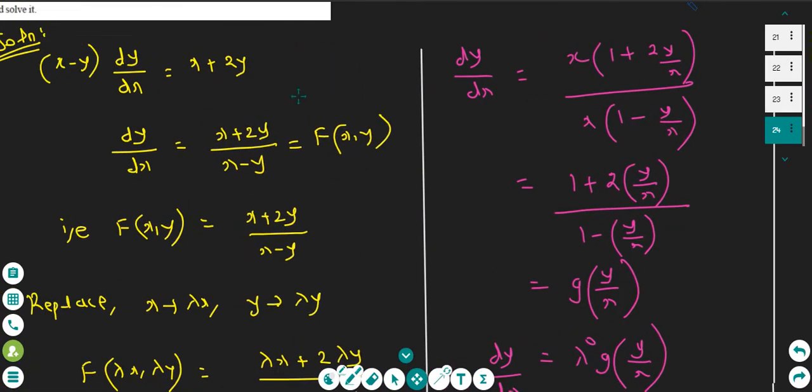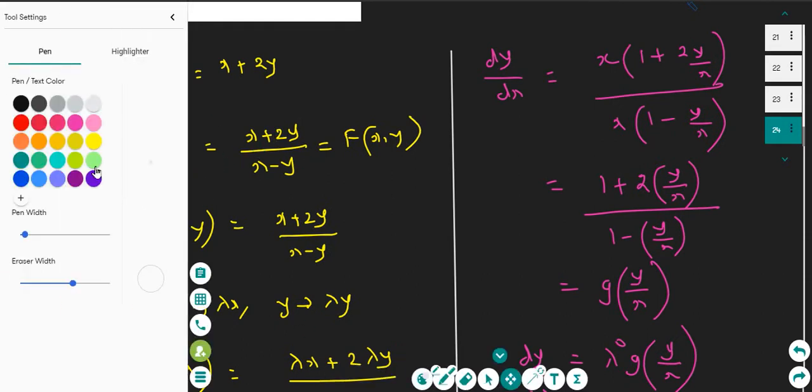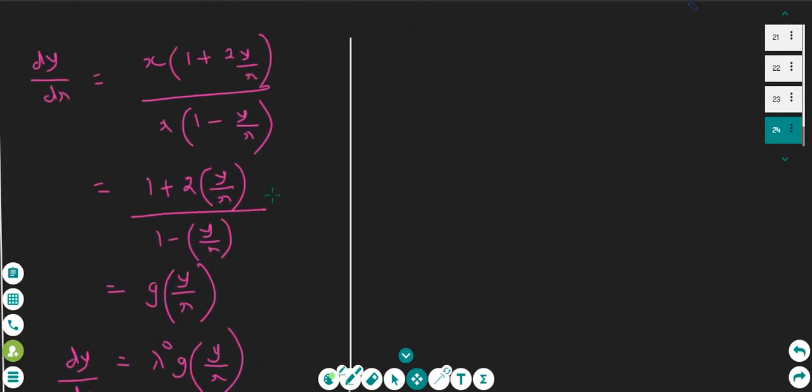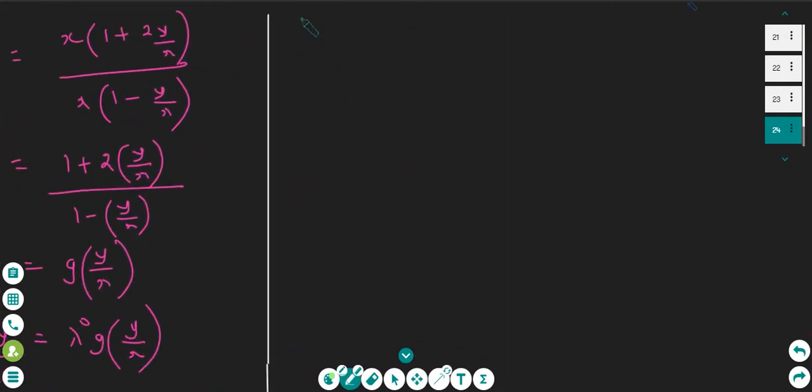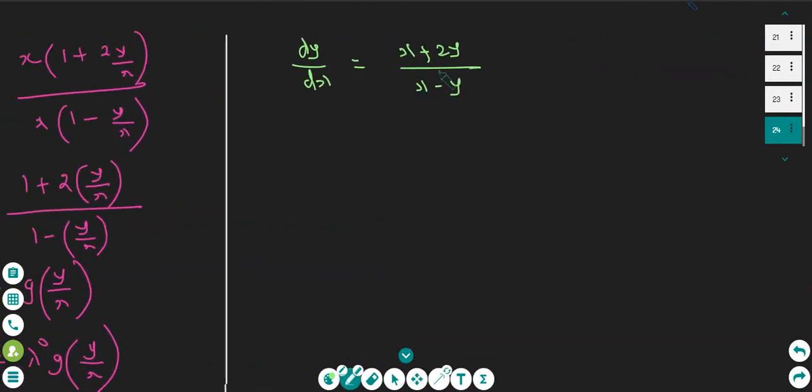Now we are going to understand how to solve this differential equation. dy by dx equal to x plus 2y divided by x minus y. Let's just confirm: x plus 2y divided by x minus y. So this is the homogeneous differential equation which we already proved.